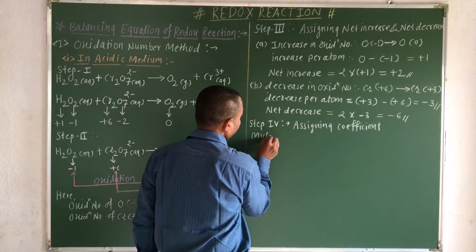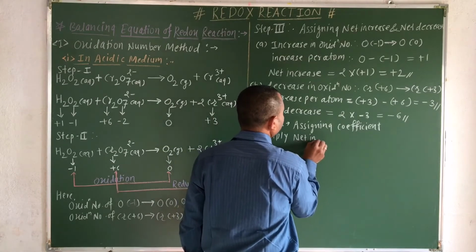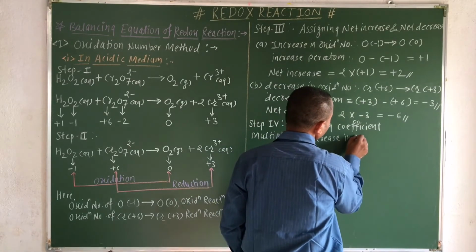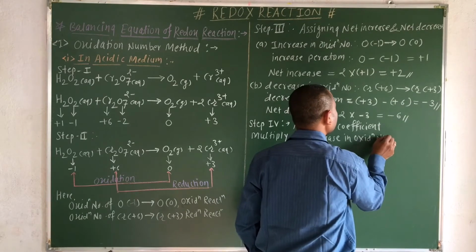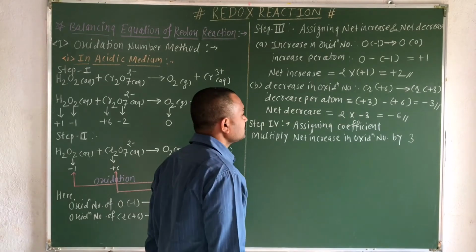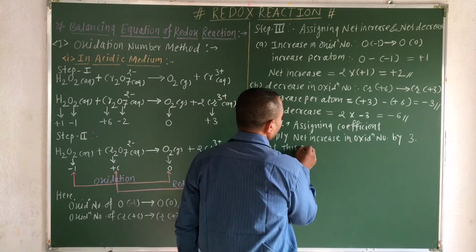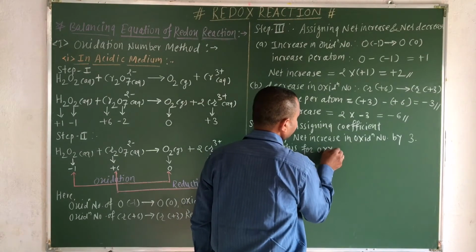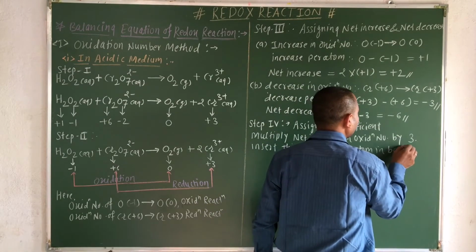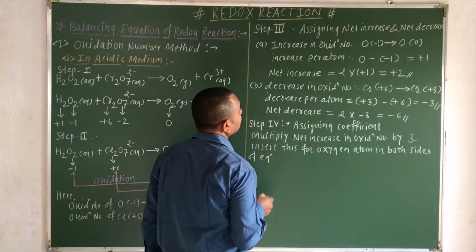Multiply the net increase in oxidation number by 3. Okay, net increase in oxidation number by 3, and insert this factor for the oxygen atom in both sides of the equation. Now how can we do it?